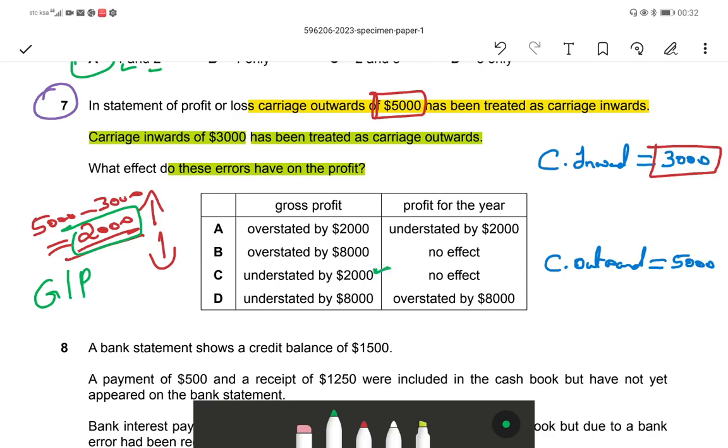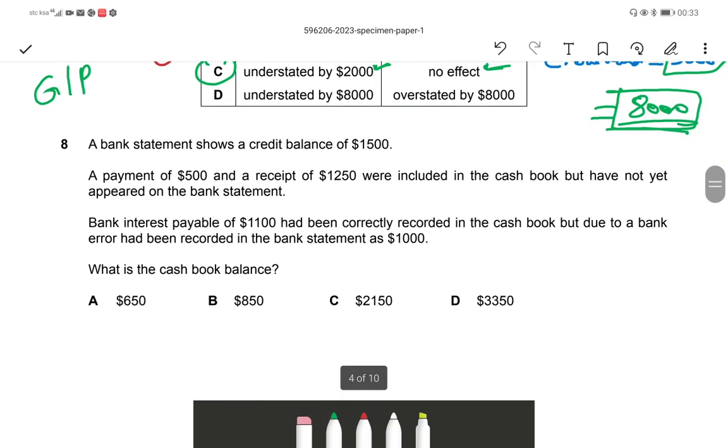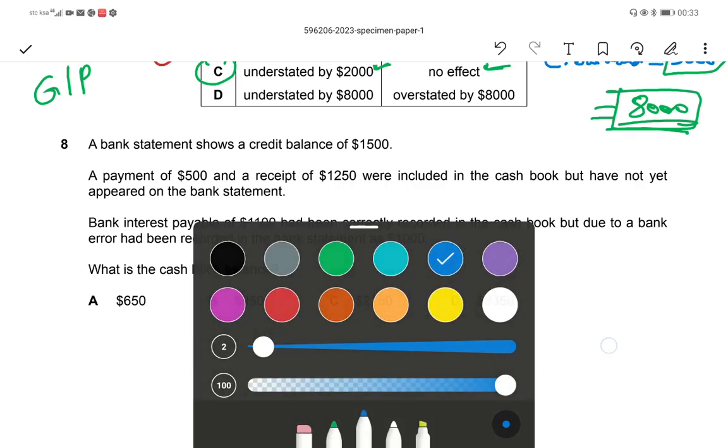Next, carriage inward 3,000 has been treated as carriage outward. Here both are expenses, so in the final effect both are ended as expense. Total expense 5,000 plus 3,000 is equal to 8,000. They have just changed carriage inward to outward, so the total is still charged as an expense. So the final profit will not have any effect. So the correct answer is C. Now, question number 8.